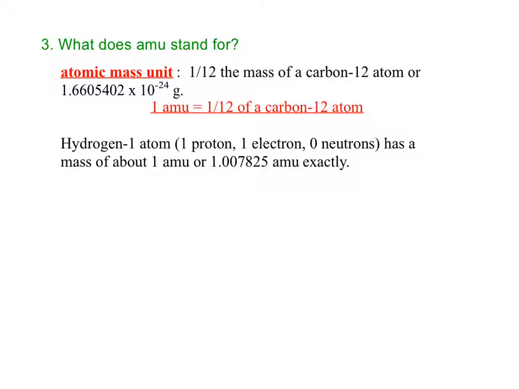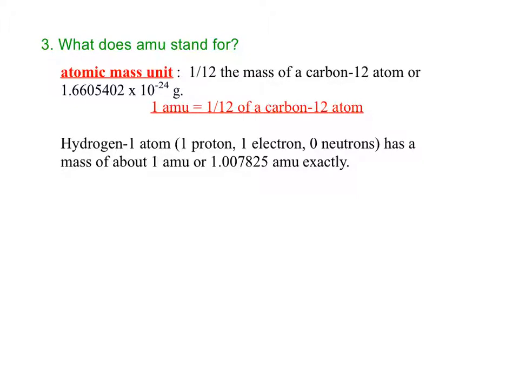Now, when we created this scale, we didn't have the technology that we currently have today. We didn't have these super precise tools that modern day chemists and scientists use. Since we've had those tools created, we now know that 1/12 the mass of a carbon-12 atom is approximately 1.66 times 10 to the negative 24 grams. So we can measure it now with really precise tools.